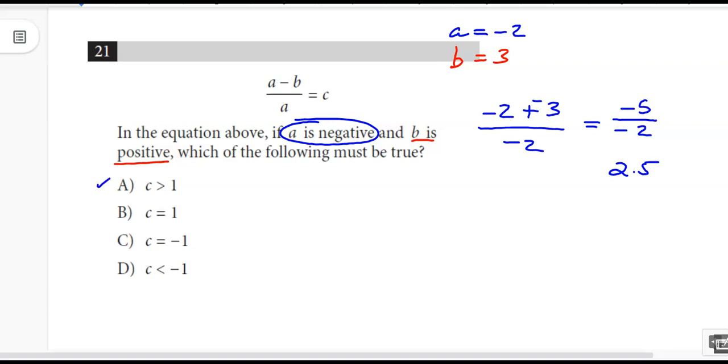It is greater than 1. It's not equal to 1. It's not equal to -1. And it's not less than -1. So I believe the correct answer here has to be A.